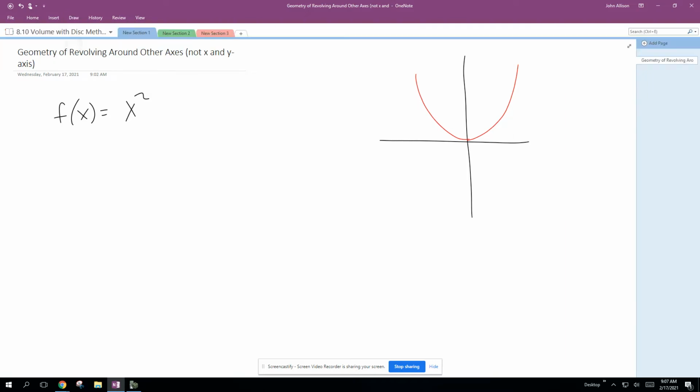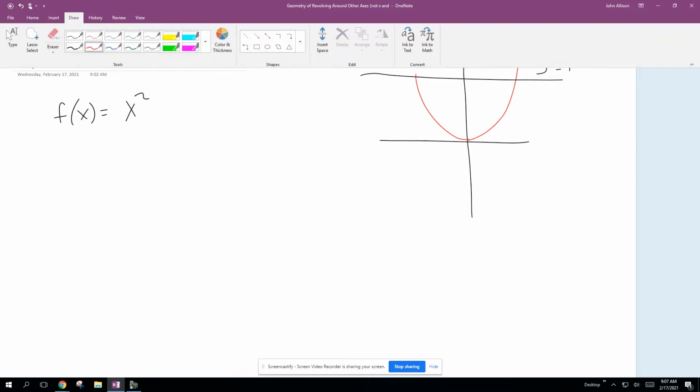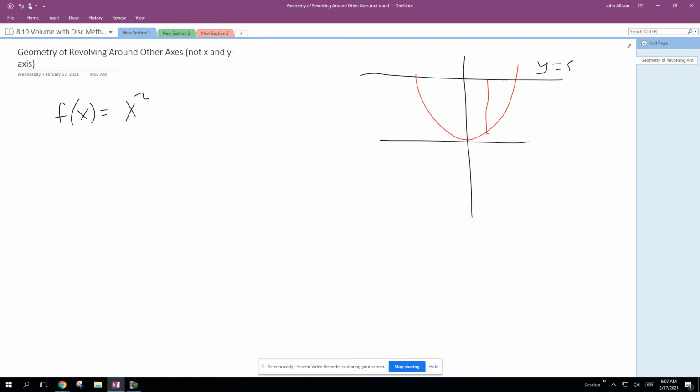But in these cases, we may be asked instead to rotate around a line y equals 5. So in this case, I probably need to draw a little lower, but our rectangle would be here, and the disk that we would generate would go rotating about that. And so we're going to have to find another way to express the radius of that disk, because when we pull that one disk out and draw it, the radius, what we're looking for, is the height of this rectangle.